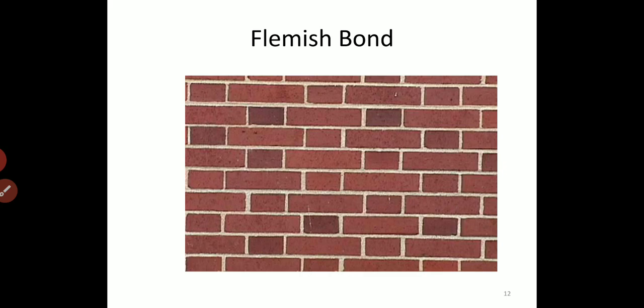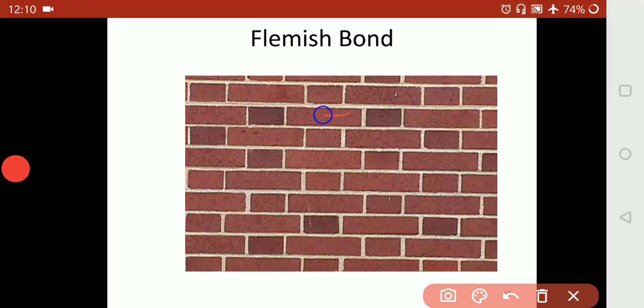This is a Flemish bond. You can see here an image of Flemish bond. This is a header, this is a stretcher, again this is a header, this is a stretcher. In the next layer, this is a stretcher, this is a header, this is a stretcher, this is a header, likewise. Okay, this is called Flemish bond.